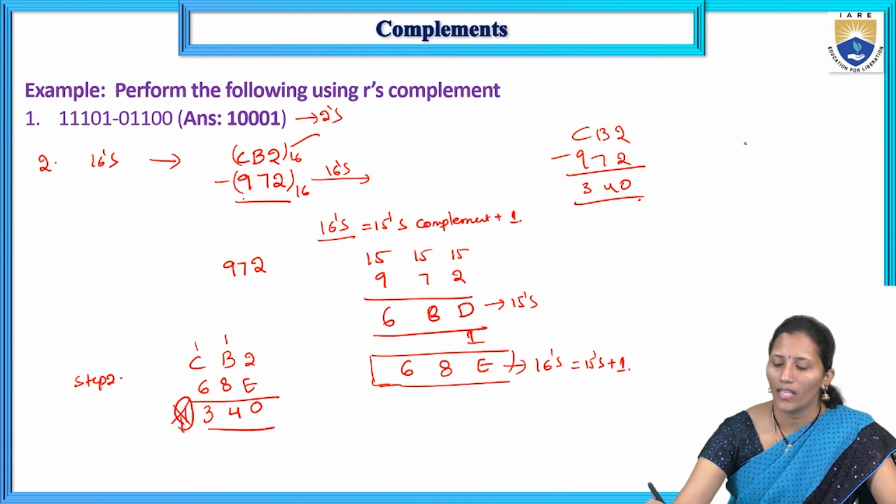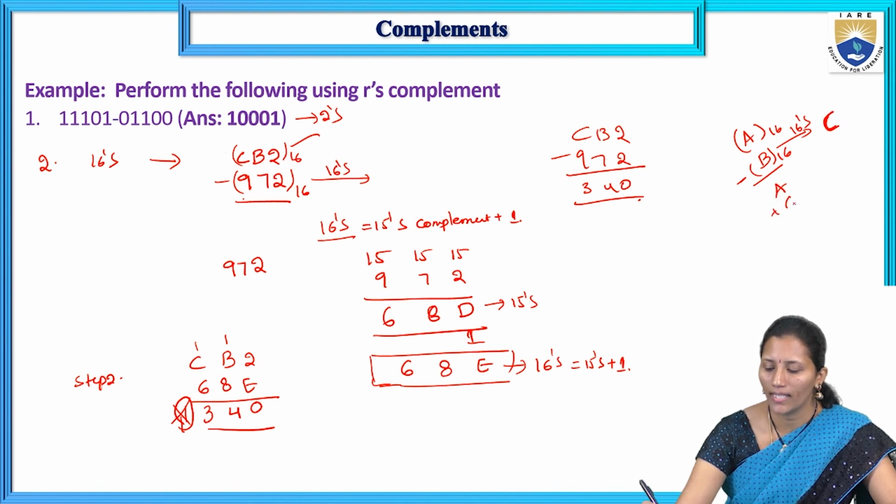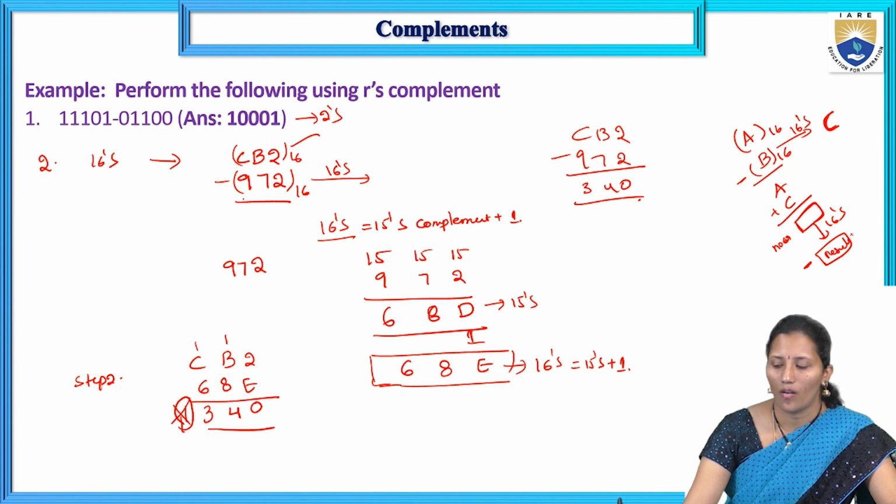For example, A and B are hexadecimal numbers, and B is the larger number compared with A. First we have to find the 16's complement of B. Suppose I get that as C. Then add A plus C and you will get the result. If no carry is generated in this situation, then find the 16's complement of this result and add a negative sign to that result. That is the R's complement method.